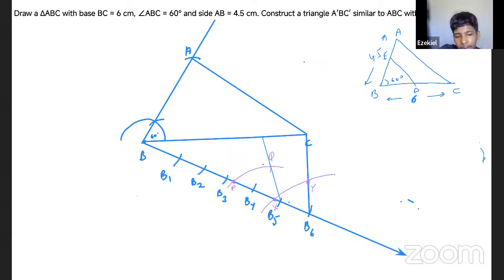After drawing Q, what do we do, sir? B5, Q point and the line. Make a straight line like this.